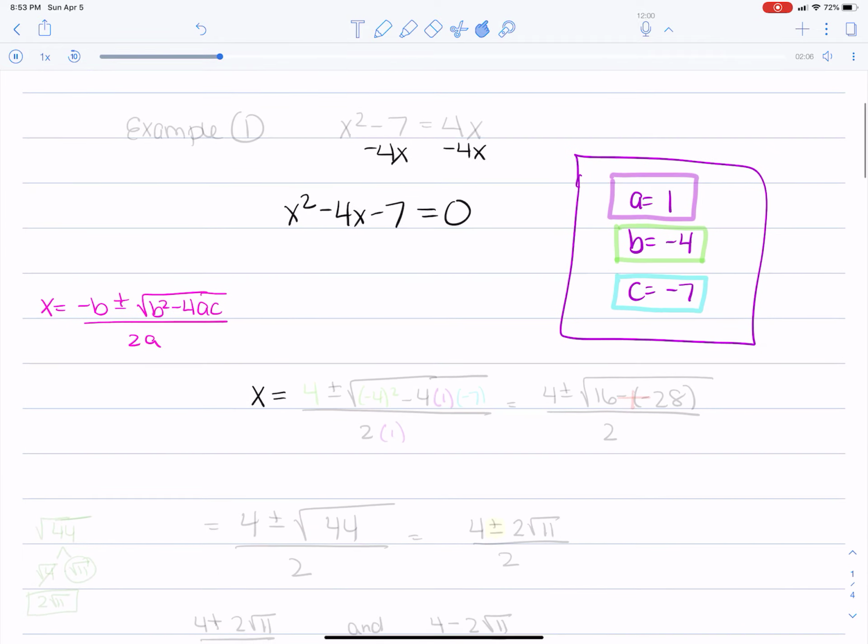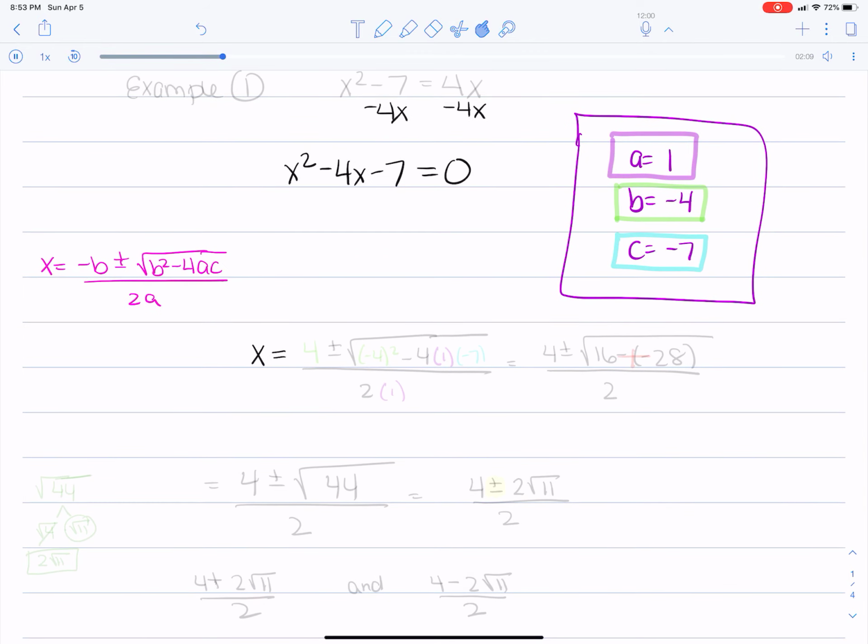So x is equal to the opposite of b goes first. Well, my b is -4. The opposite of -4 is +4. Then we have plus or minus the square root of b squared. Well, b squared is -4 squared, minus 4 times my a, which is 1, times my c, and my c is -7. Now all of this is over 2 times my a, which is 1 again.